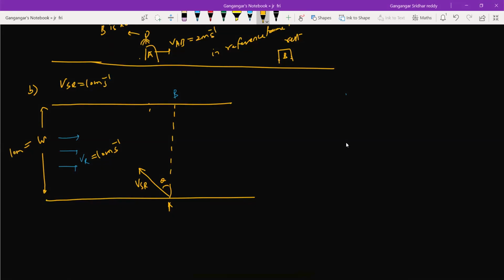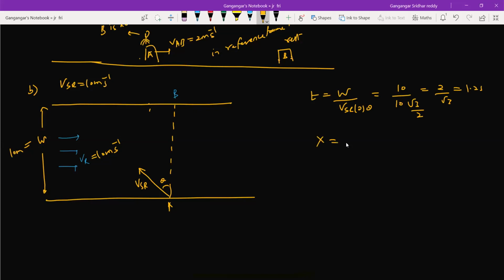Okay, calculate the time taken. W by VSR cos theta. W is 10, VSR is 10, cos 30 is root 3 by 2. So this will be 2 by root 3. 1 by root 3 is 0.6. 0.6 into 2 will be 1.2 seconds.